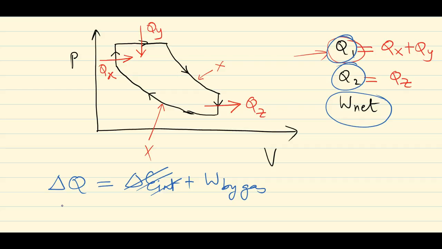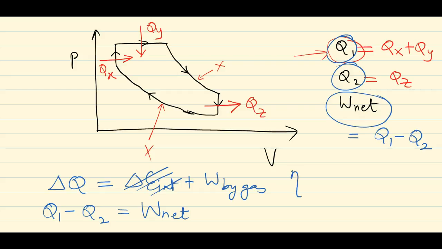Now delta Q, the net heat supplied to the gas during the cycle, will be Q1 minus Q2, and the work done by the gas is what we have called W net. So another way of calculating W net is going to be the total heat supplied to the gas minus the heat extracted, or it is the net heat supplied to the gas which is converted to work.